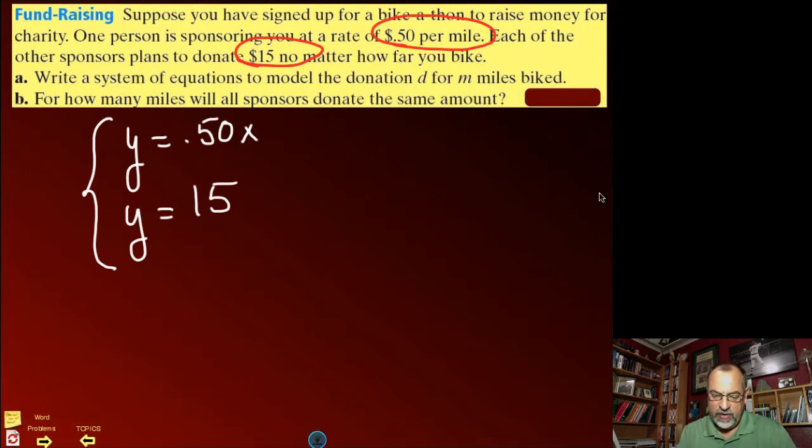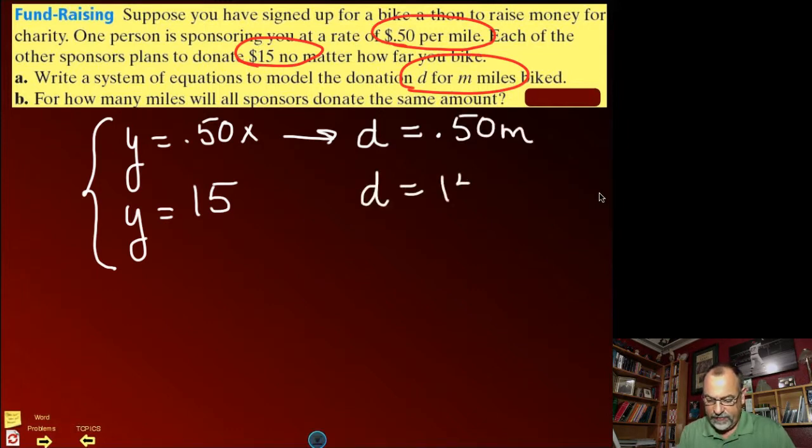Now it does tell me here in the problem that it wants me to use specific variables, so I'm going to go ahead and change those now for my equation so I have it set up right. So D is going to be the amount of my donation. There's my dog. Sounds like he's getting a snack. And then I'm going to change M for miles. So D equals 0.50 M would be one equation, and then my donation of $15 would be my second donation.